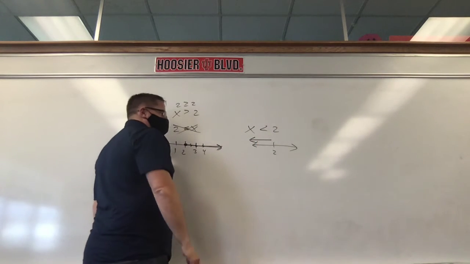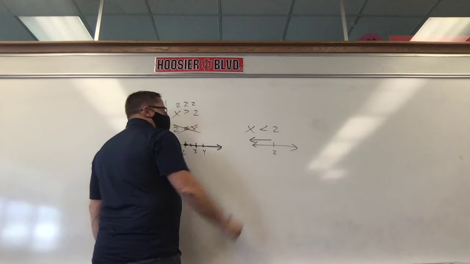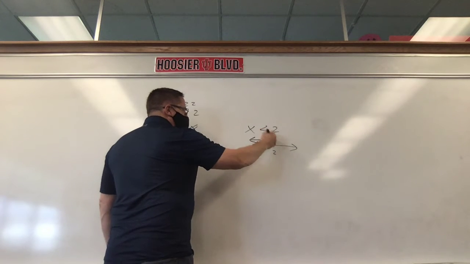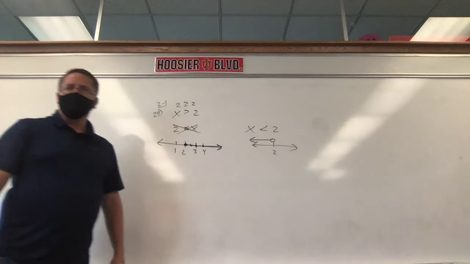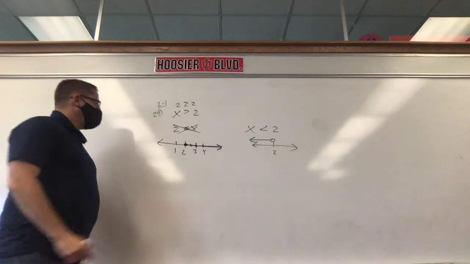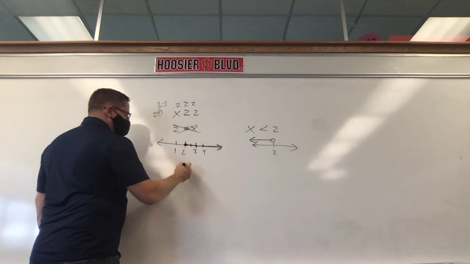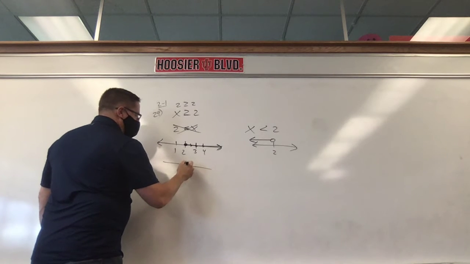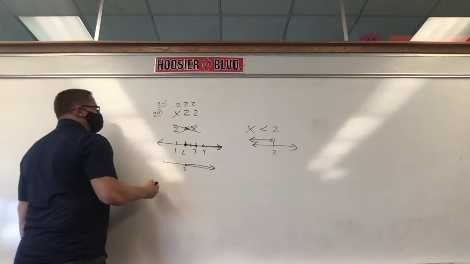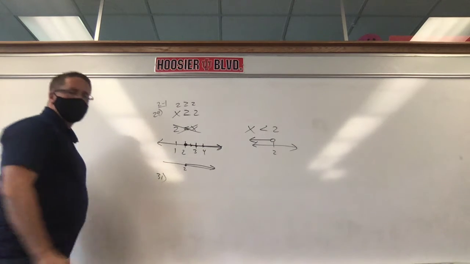Open or closed dot? Open. You close it if you see a line here. You'd have an open dot, shade to the left. Okay? So, this question right here, we'd have a closed dot at 2 and shade to the right. That's the answer for number 29. Let's look at 31.